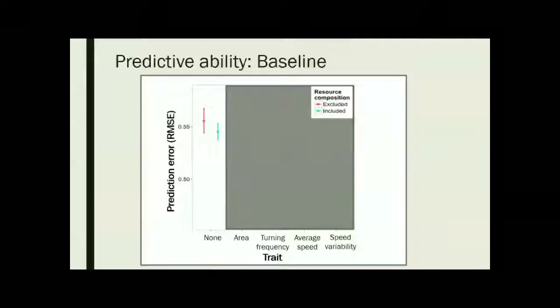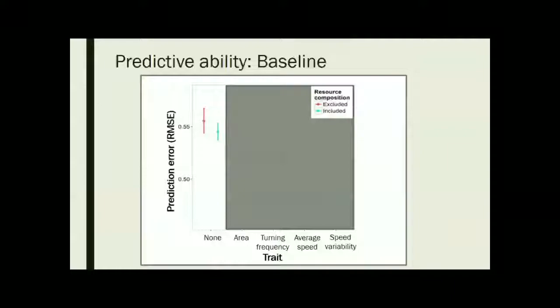So this is how well we can estimate dynamics of a population which we left out. We use leave one out cross-validation. We leave one replicate population out. We fit the data. We see how well it does. And we cycle through leaving each out sequentially. And we get a score.